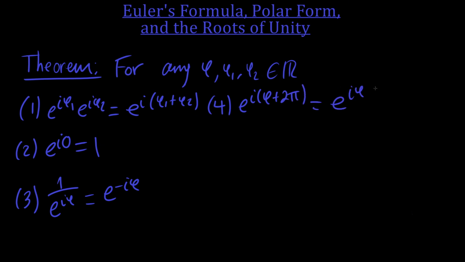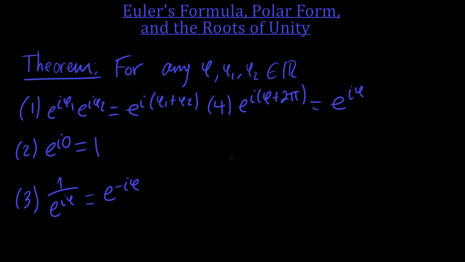Okay, property 4 is that e to the i times (phi plus 2 pi) equals e to the i phi. Now, why is this? Well, it's because of Euler's formula. Now recall that Euler's formula says that e to the i phi equals cosine phi plus i sine phi. And well, because phi plus 2 pi essentially just represents the same angle on the unit circle, when we plug it into cosine and sine, it's simply going to return the same value as if we just plugged in phi. So that's why this equality holds.